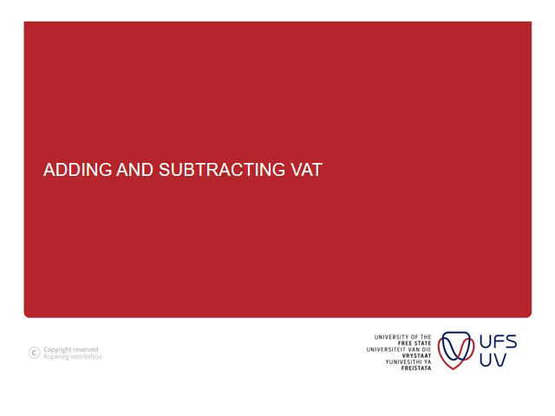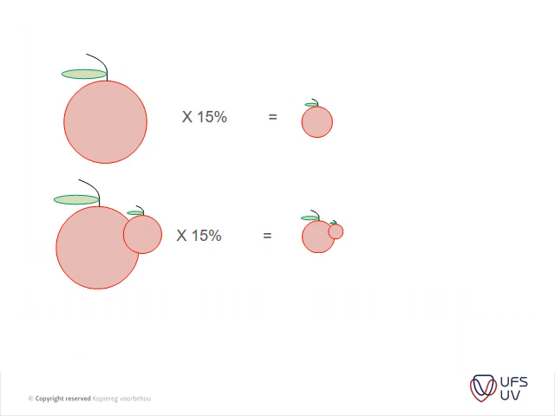Okay, and then I get to a very important thing. I think I did mention it before in one of our lectures, which is basically how to add VAT and how to subtract VAT. It may seem like a very simple thing, but it's actually not that simple, because how do you subtract 15% of an item that already has 15% on it?